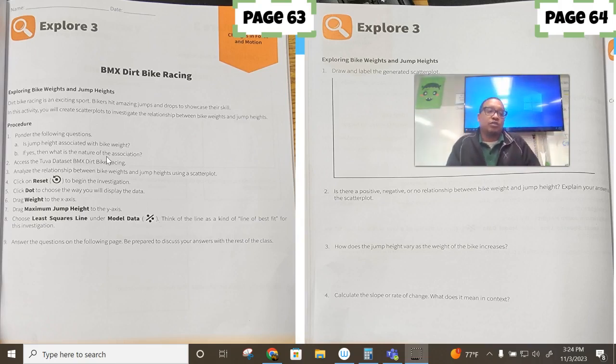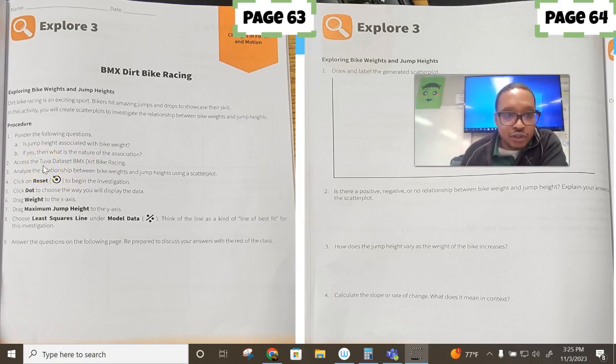Now, hopefully you're thinking something like, the heavier the bike is, the more it weighs, then it seems like it's going to be harder to make it jump. So the jump height might go down as the weight goes up. You're thinking that because the more weight or mass an object has, the more force is needed to get it to jump or move, right? Like we've been going over in Newton's second law. Okay, cool. Then we're going to go through all of these.